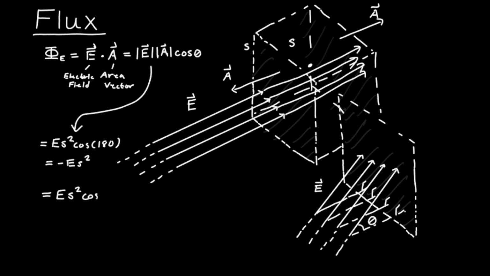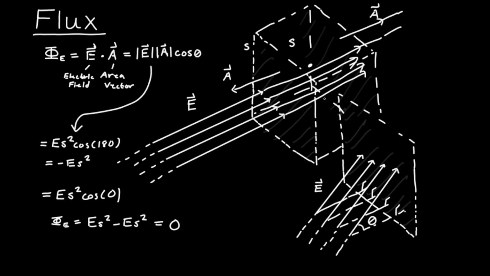The total flux now from the other side will be cosine of 0 because the area vector and the electric field lines are parallel. So you would just have E s squared. To find the net electric flux, we sum up all the contributions from the individual faces, where four of the faces are 0. So we just have E s squared and negative E s squared, giving us 0. Which is true for the net electric flux through all closed objects with 0 enclosed charge.